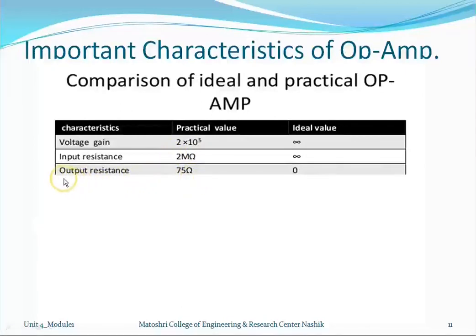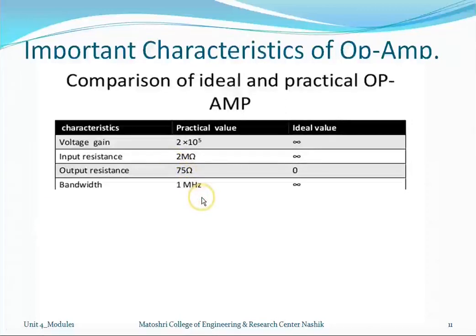The third characteristic is the output resistance. In the ideal case, output resistance is 0 in order to generate pure output, but in practice there is a few ohms, 75 ohm. The next characteristic is the bandwidth. Bandwidth is nothing but the range of frequency in which the operational amplifier performs its operations. Ideally it is infinite bandwidth, but practically it's 1 megahertz.